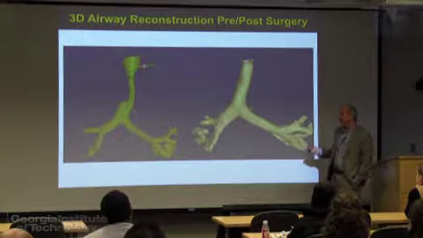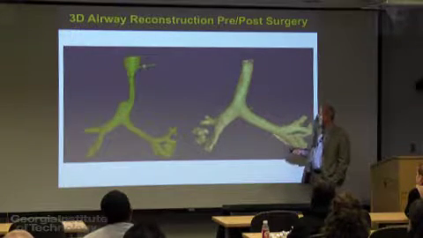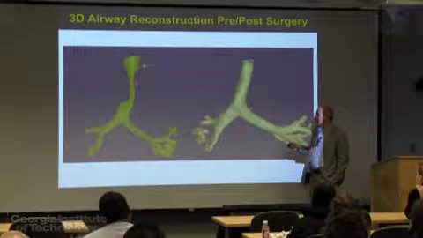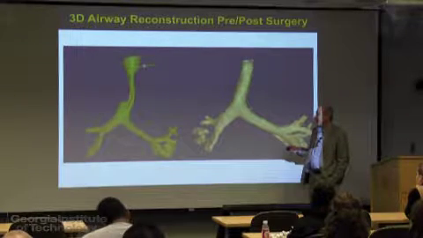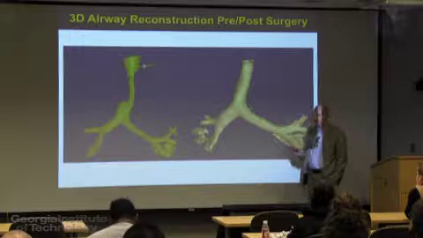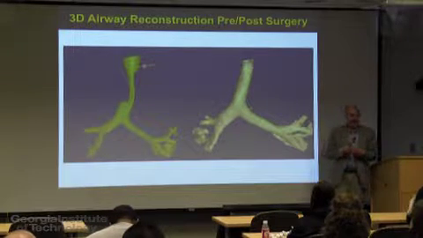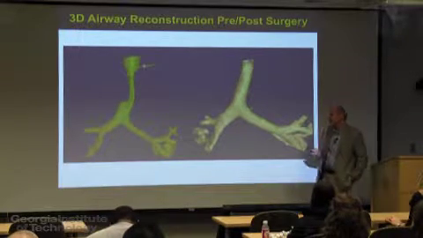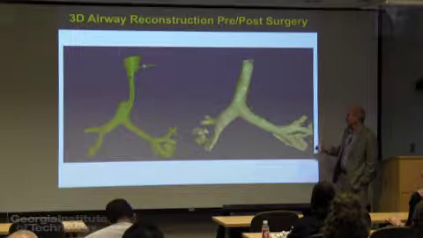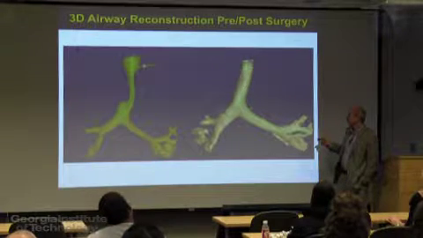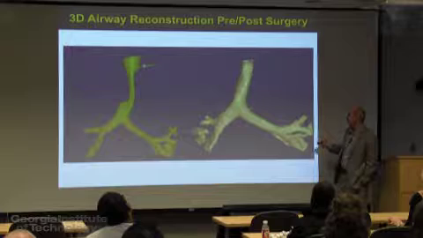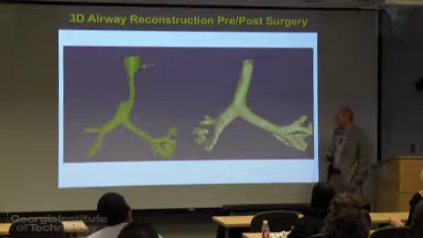This is a reconstruction of the CT scan before surgery. What you can see here is this is actually the trach tube she has in. You can't really see the lumen of the trachea because it's basically collapsed around the trach tube. This is her trachea post-surgery with the splint, and you can see that it has basically the full diameter.